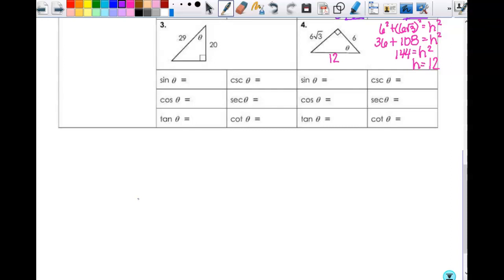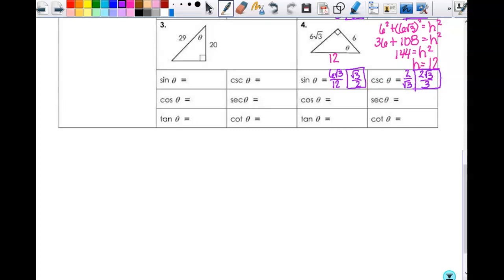All right, so sine of theta. Sine is opposite over hypotenuse, so this is 6 square root of 3 over 12. What does that reduce to? Good, square root of 3 over 2. So then the reciprocal of that, in this case, I'd go with the second one to help me with that: 2 over the square root of 3, which means I get what? 2 square root of 3 over 3.